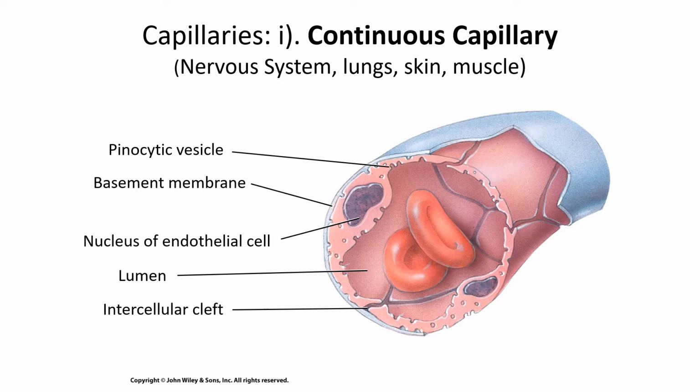Here we're seeing a continuous capillary. We'd find this in the nervous system, the lungs, skin, and muscle, so throughout much of the body. We have endothelial cells, which are squamous, and we have just a single layer of these cells. Surrounding that, we have a basement membrane. So these are very, very small vessels. In some cases, red blood cells have to squeeze through one at a time. These are microscopic structures.